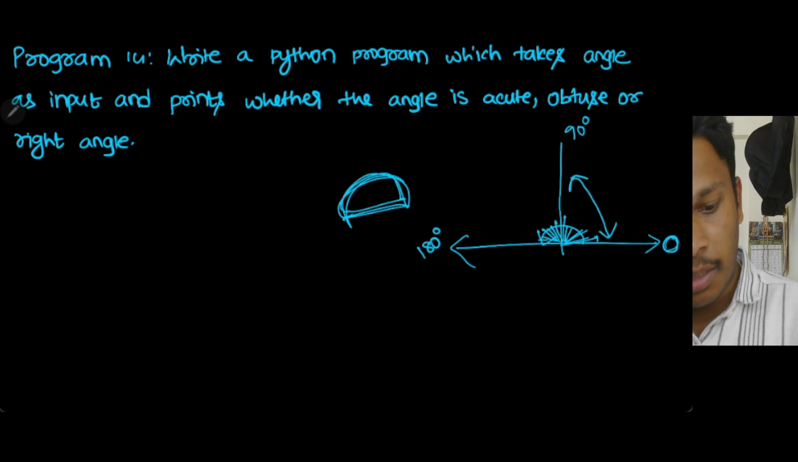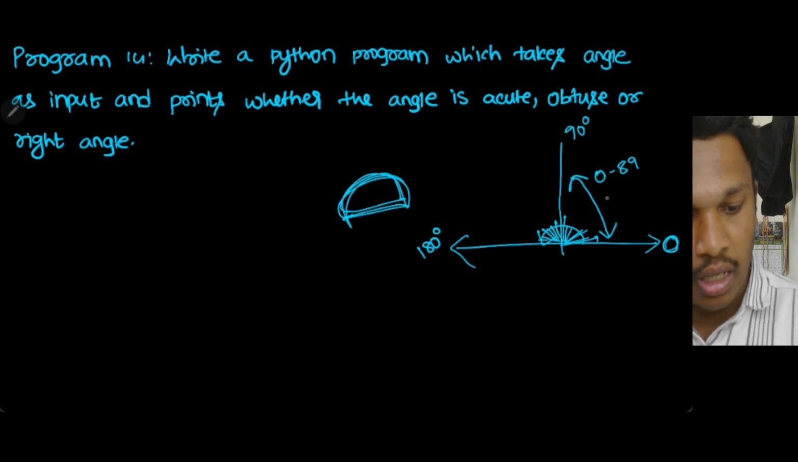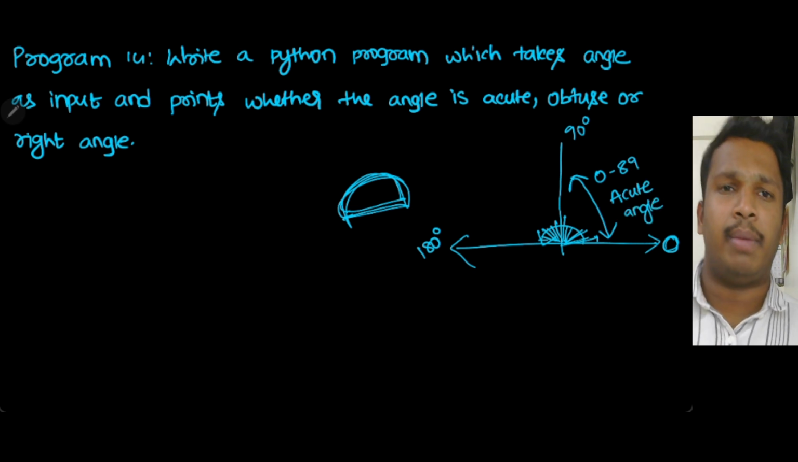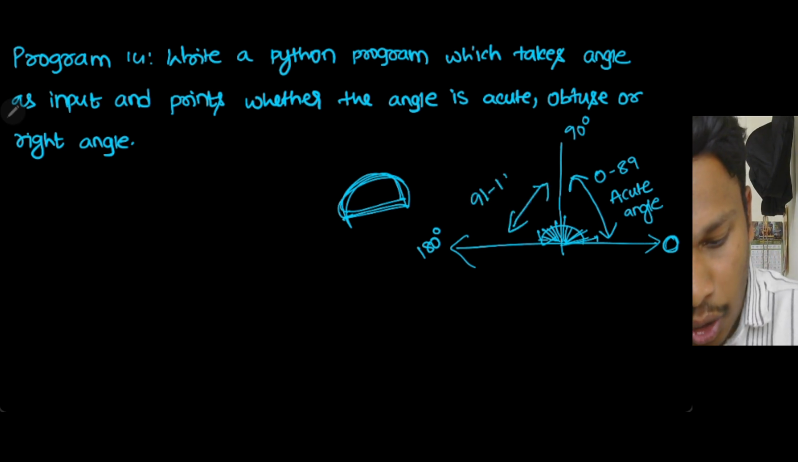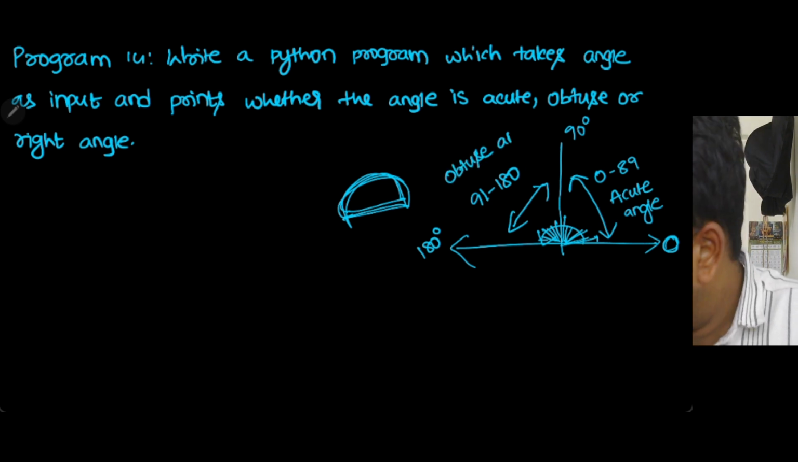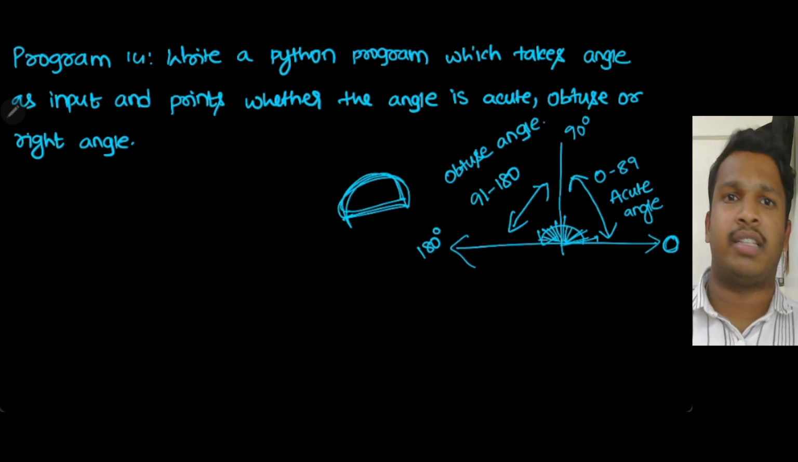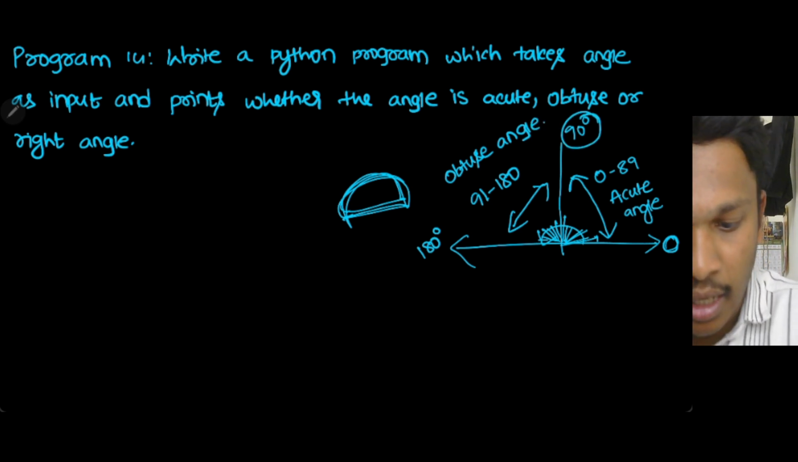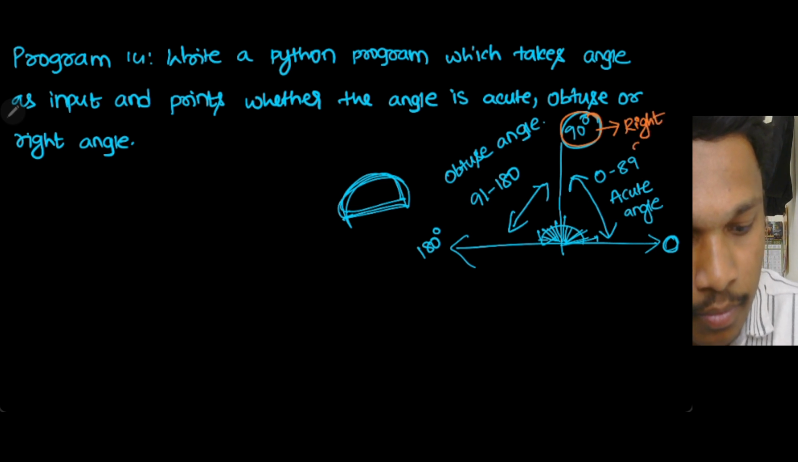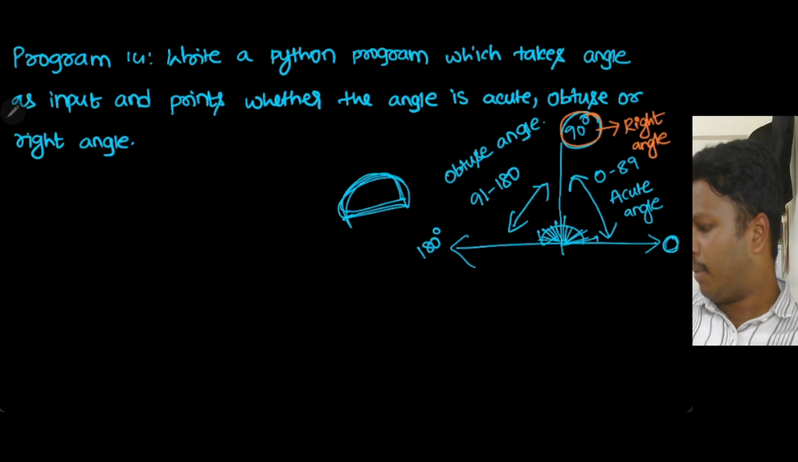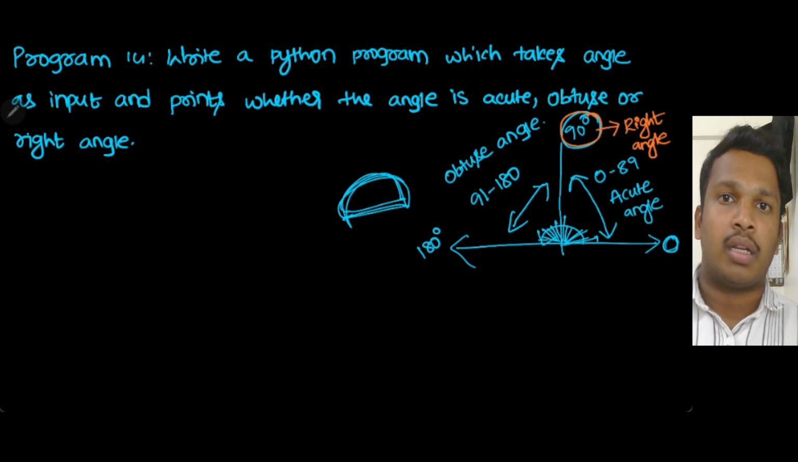This part, 0 to 89, will be considered as acute angle. From this part, 91 to 180 will be considered as obtuse angle. And exactly the 90 degree will be considered as right angle. These are the three different angles which we can see in the protractor.